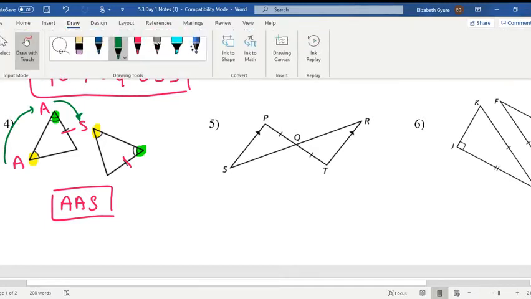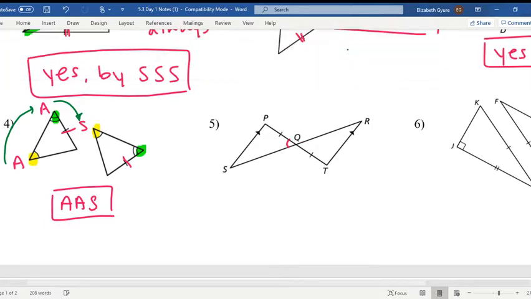Yeah, absolutely, Elle. We have another set of vertical angles. So we have our bow tie shape. So there's one set of angles. Who can tell me something else they notice? Yep, there is a congruent side right here with PQ and TQ. So we have an S and an A so far.